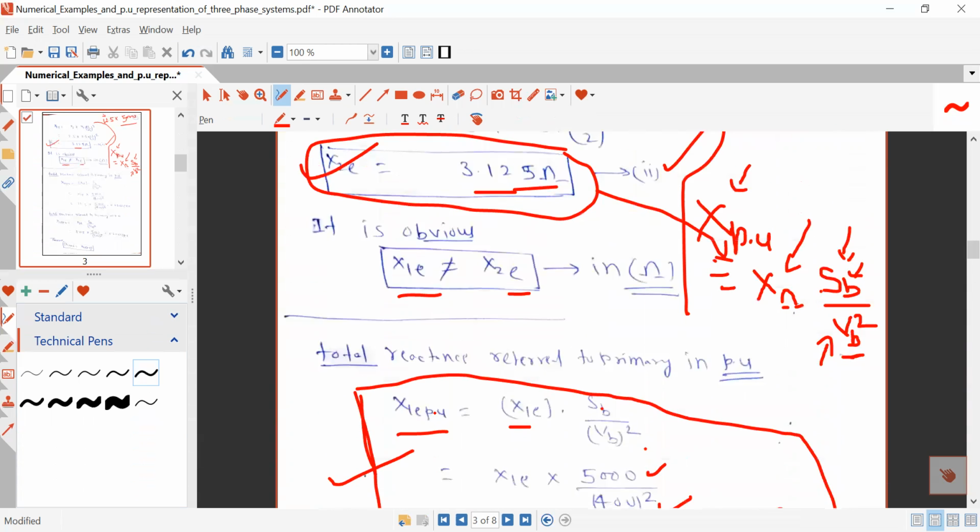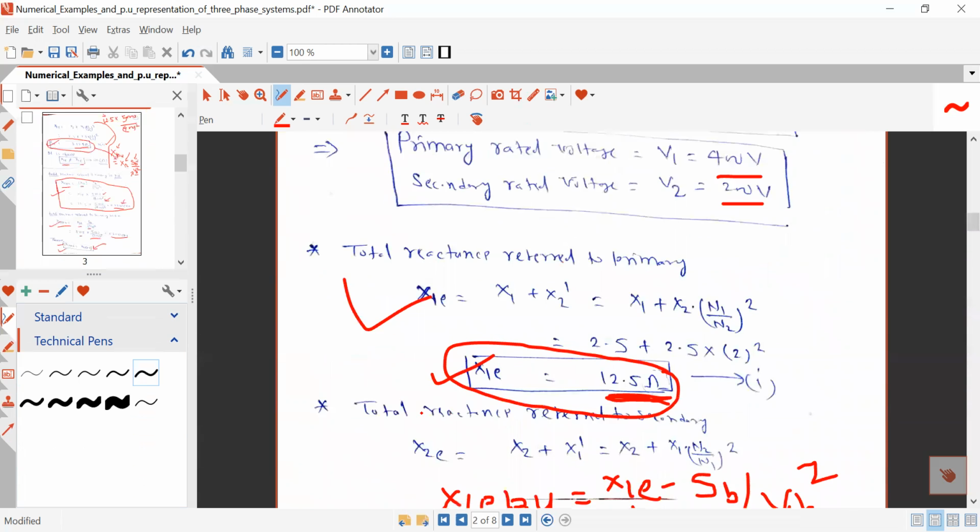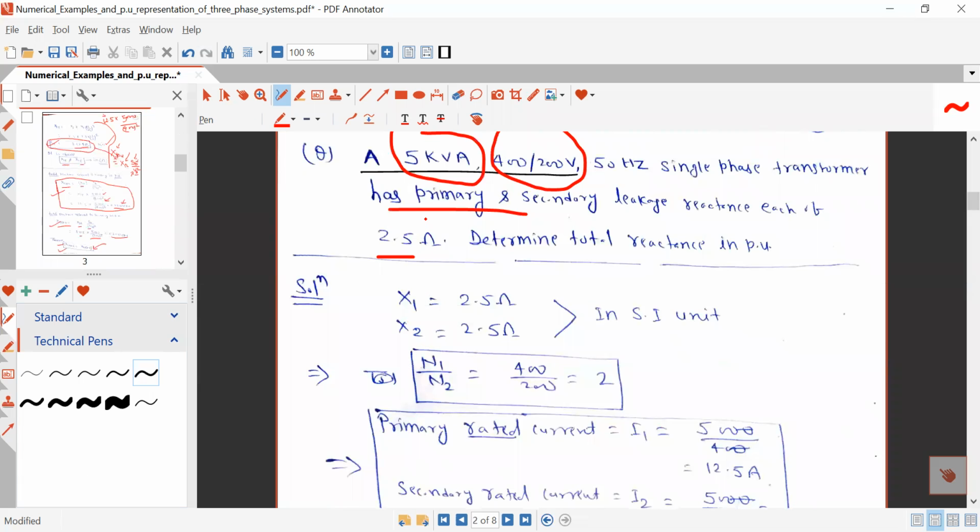And second, how will you convert this 2.5 ohm in per unit? If you want to convert the individual reactance, the primary reactance, in per unit, and not the total, you can again use the same formula. X1 per unit will be X1 actual into SB by VB square. If you are doing the calculation for the primary side, then X1 will be 2.5 ohm, SB will be 5 kVA, and VB for the primary side will be 400 volt.